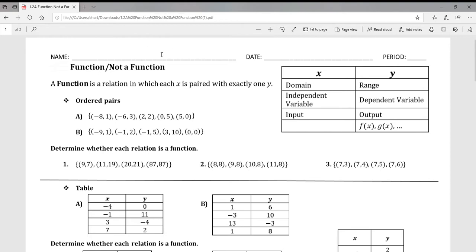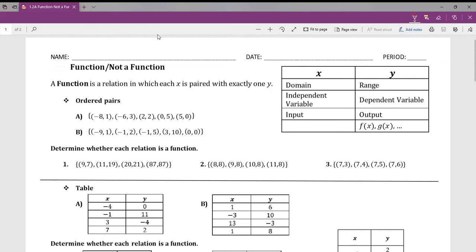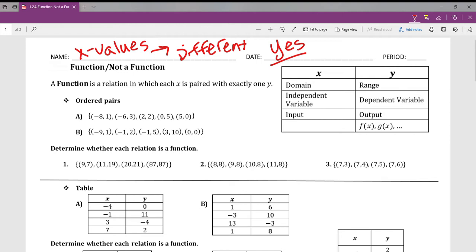So all we're going to look at today is the x values. All we care about is our x values. We're not even going to look at the y values today, just the x values. And all we are looking for is, are all of the x values different? If all of our x values are different, then yes, it is a function. If any of the x values repeat, then no, it's not a function.